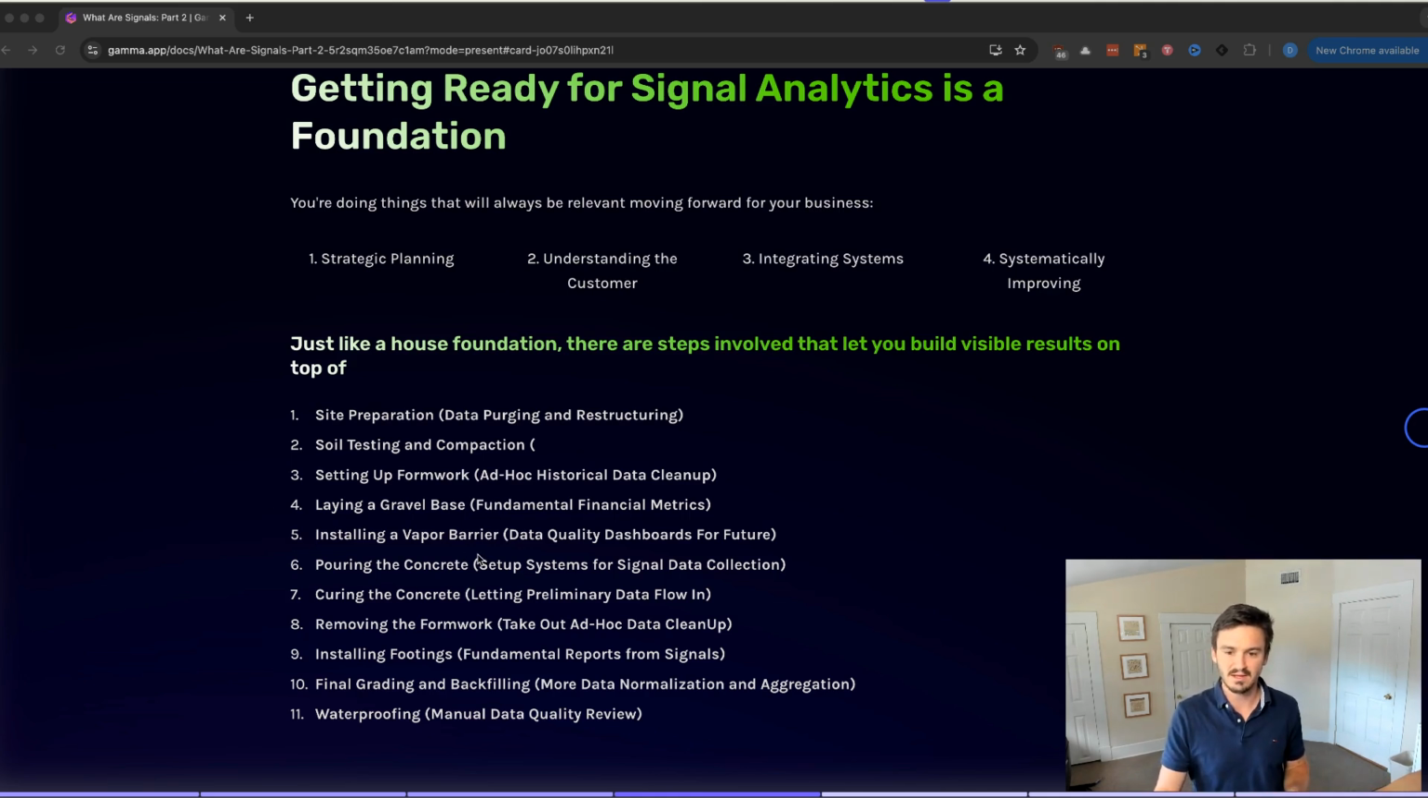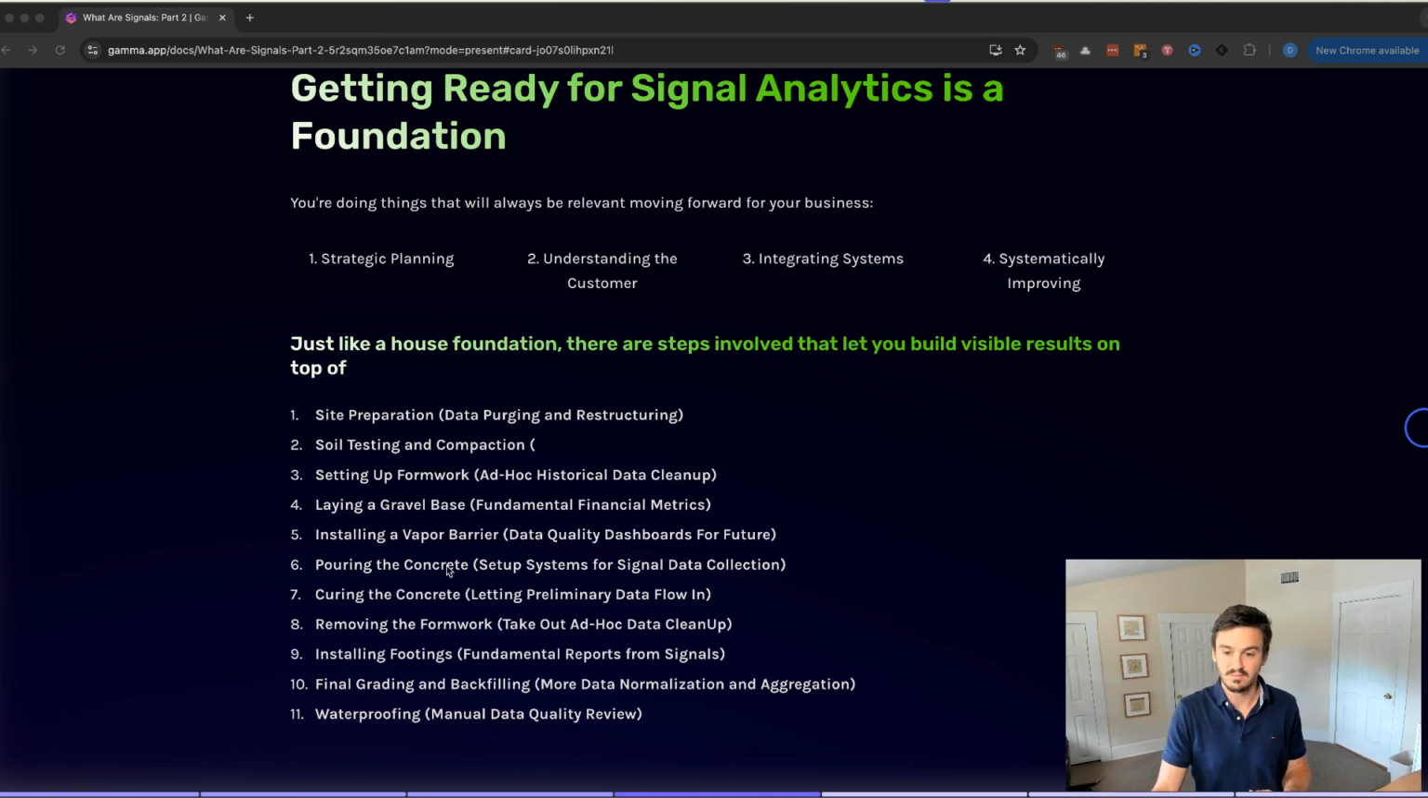6, pouring the concrete. Set up systems for signal data collection. This takes a little bit. Pouring the concrete, you're going to make sure that you have the materials correctly mixed. You have the correct ratios of how much effort you're going to put into each system and each integration. And then you're going to make sure that all of that is consolidated into a foundational single system. Whatever that may be, we recommend the CRM because organizations are typically running out of the CRM. And so that's the concrete. The CRM is the concrete. And everything else is the ingredients that go into the concrete.